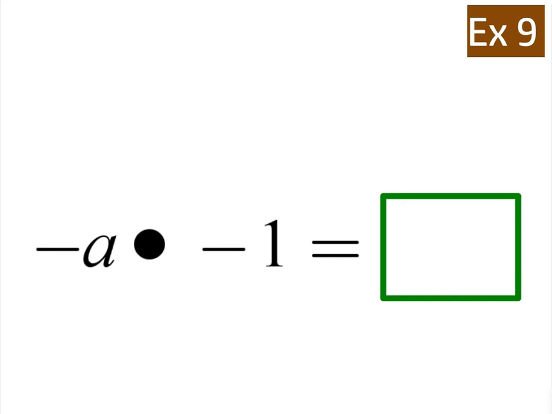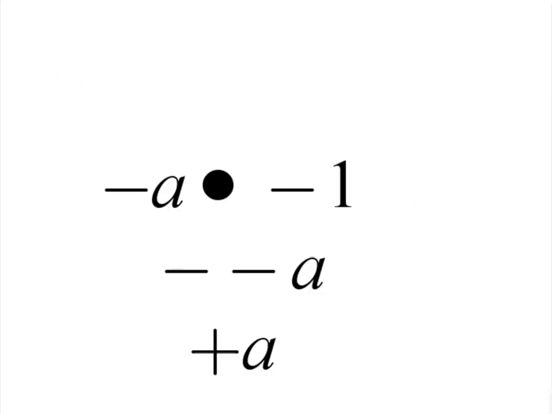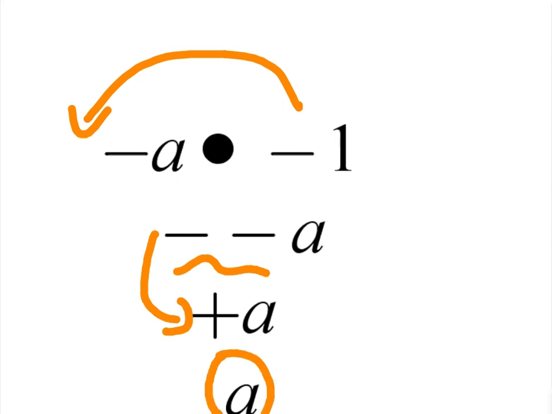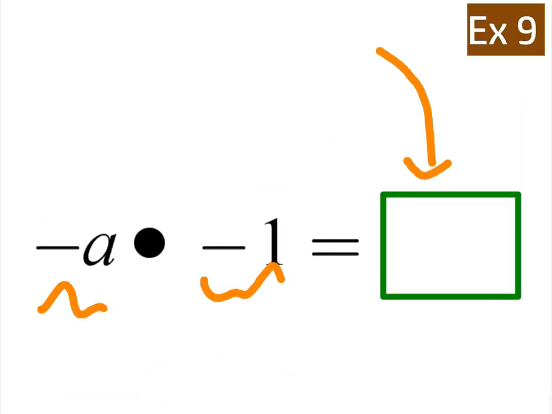Okay. This one's a little different. Let's go ahead and look at this one together. We have a negative a times a negative 1. What do you guys think's going to go into that box? Well, again, you're actually just taking the negative and moving it up front. So now we have two negatives. Two negatives make a positive, and therefore the answer is just a. Therefore, what goes into this box is just a.